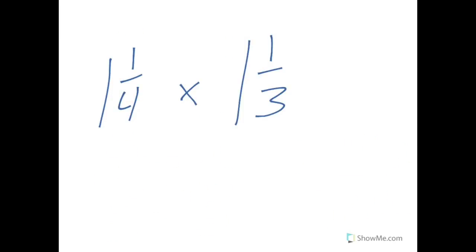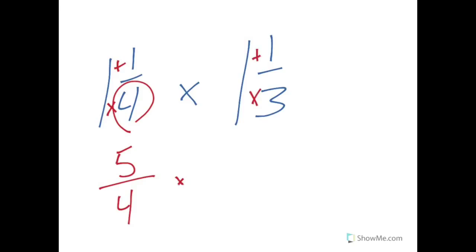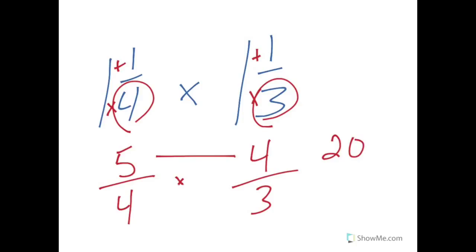1 1/4 times 1 1/3. Okay, I've got two mixed numbers. Well, guess what? I'm going to do the same thing. Multiply. 4 times 1 is 4, plus 1 is 5. My denominator is 4, so that stays the same. So I end up with 5/4 times, and over here I'm going to take 3 times 1 is 3, plus 1 is 4. Denominator stays the same. So now I've really just converted two mixed numbers into two improper fractions. 5/4 times 4/3. 5 times 4 is 20. 4 times 3 is 12.